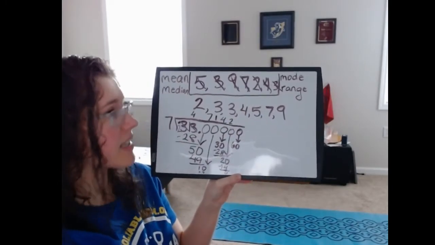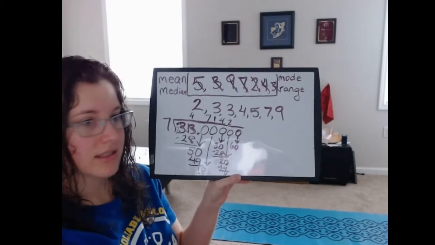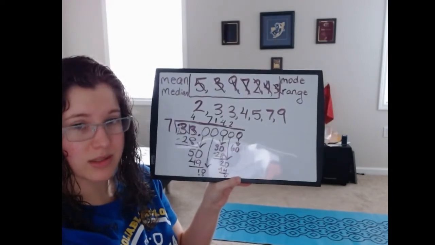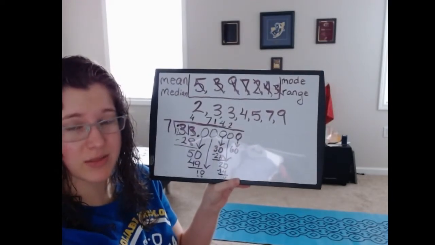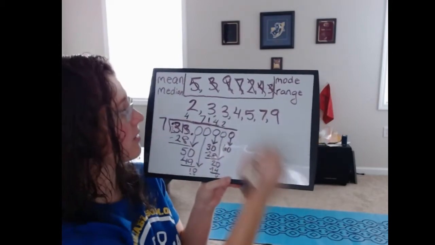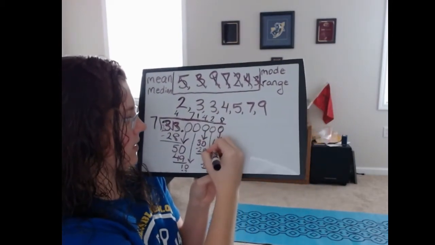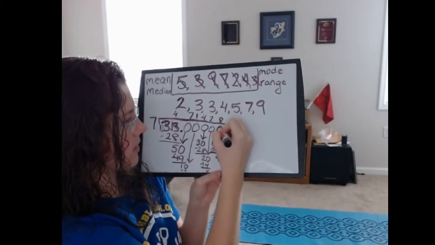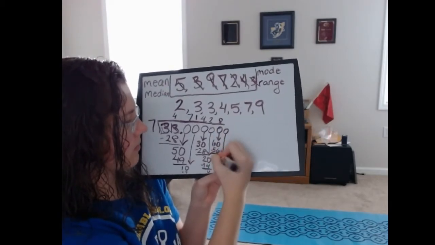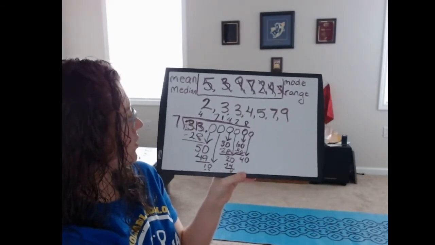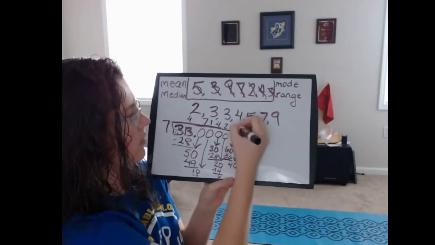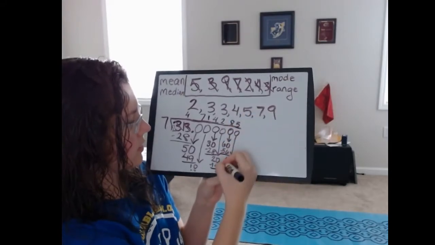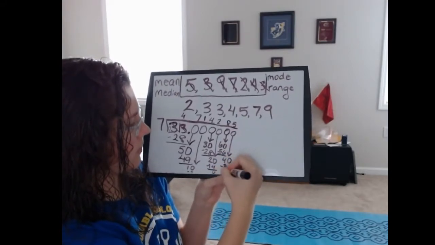7 can go into 60. 7 times 6 is 42. 7 times 7 is 49. 7 times 8 is 56. 7 times 9 is 63. So 7 times 8 is 56. Whew, y'all, this is taking forever, but that's okay. And 7 can go into 40 5 times. 7 times 5 is 35.